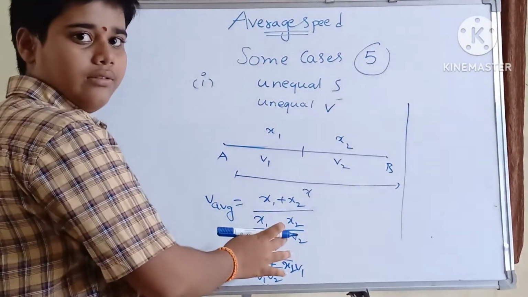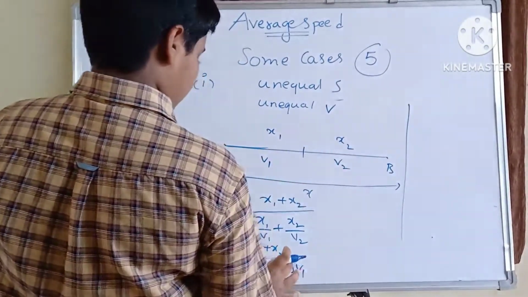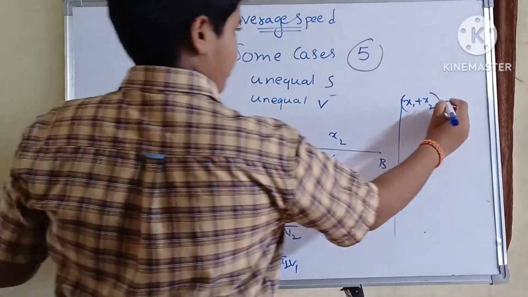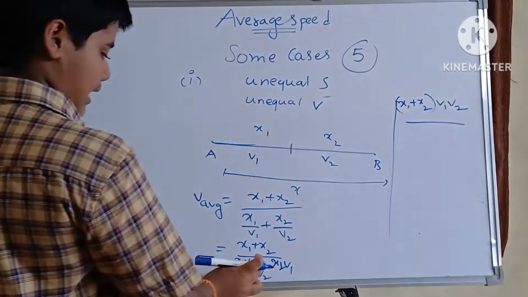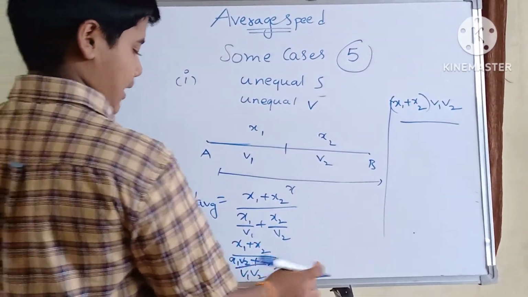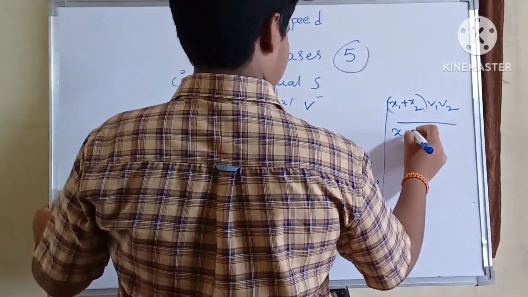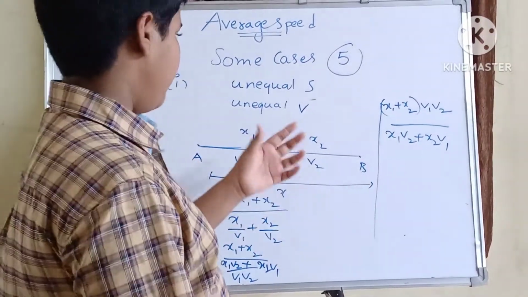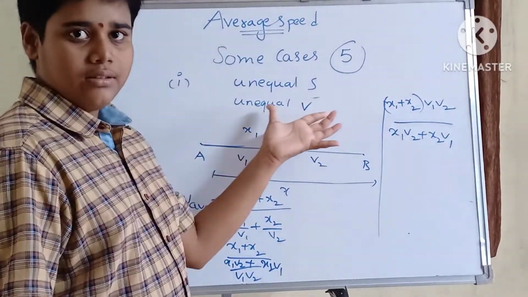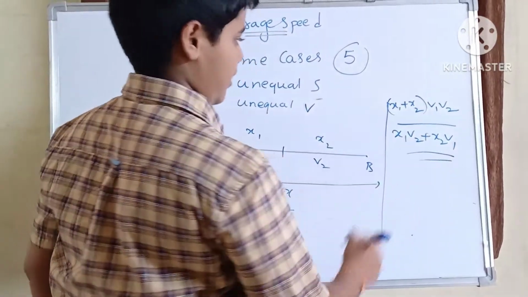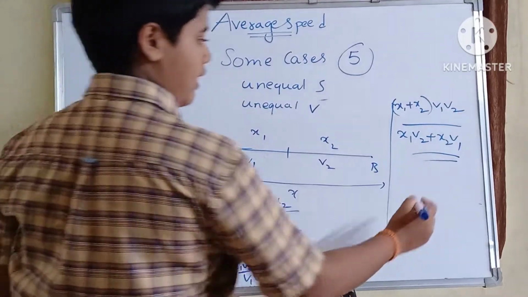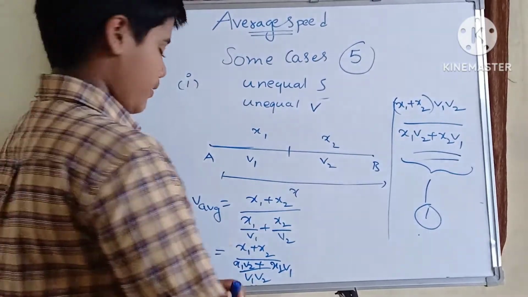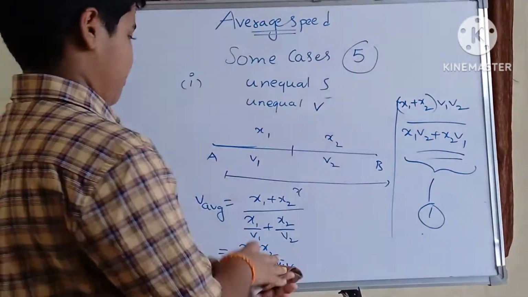Here the denominator should be taken reciprocal upside. So x1 plus x2 times the reciprocal, v1 v2 by x1 v2 plus x2 v1. This is the formula for unequal distances with unequal speeds. Okay, this is the formula. I am taking this equation as 1. Okay, so next formula.